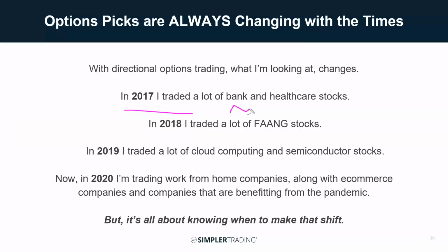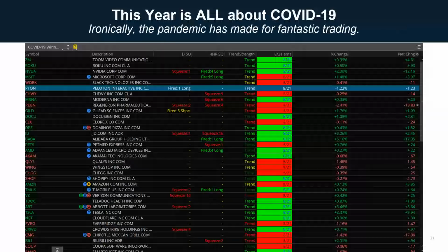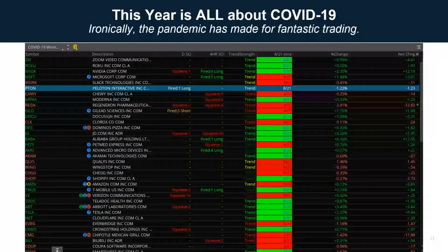In 2017, I was trading a lot of bank and healthcare stocks. In 2018, it was all about the FANGs. In 2019, I was looking at cloud computing and semiconductor stocks. And guess what? Those have still been hot this year as well. But in 2020, things have shifted and we are looking at work from home companies along with e-commerce and companies that are benefiting from the pandemic. And it is all about knowing when to make that shift so that you can identify your momentum movers, okay?